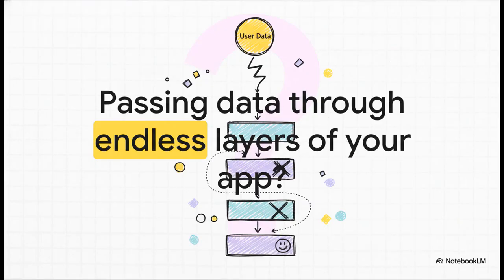I bet you've been here before. You've got some piece of data, right? Maybe it's the current user or a theme setting, and you need it way down deep inside your component tree. So what do you do? You start passing that prop from component to component to component, even through ones that couldn't care less about it. It's a total pain.